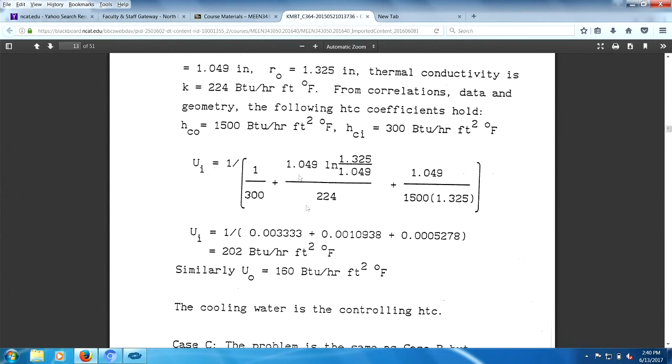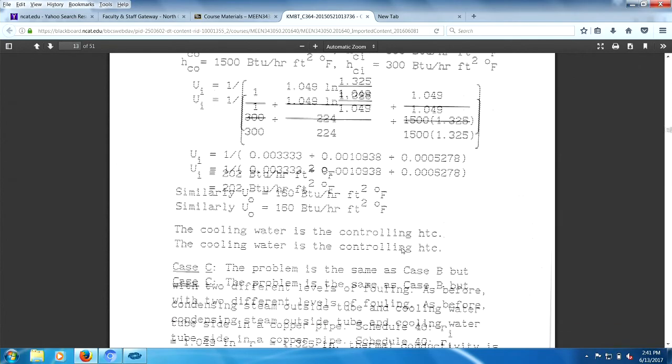Now with copper, I see the steam is still fairly unimportant. I see the copper has significantly reduced the resistance there. And over here, the controlling resistance would be perhaps the inside heat transfer coefficient, or wherever that value was from. So we see the cooling water is controlling the heat transfer. This one's controlling. So we start making changes there.